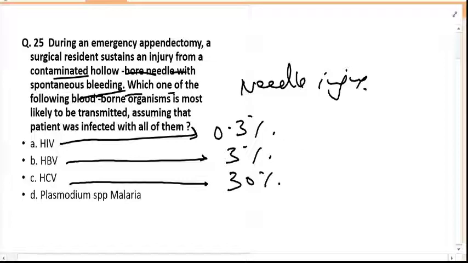So you can see hepatitis C has the maximum risk of transmission during a hollow needle injury. Hollow needle injury, the chances of transmission is more as compared to solid needle injury. So if the patient is infected with all, the maximum chances are there in the hepatitis C virus infection.